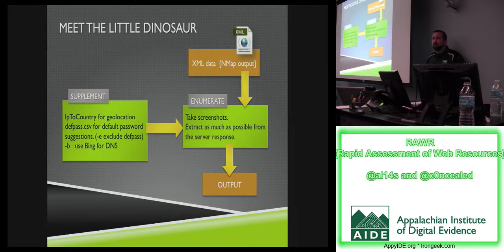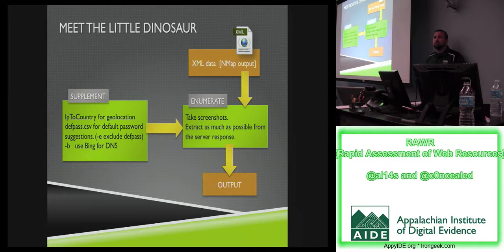To supplement the data we're pulling in, I've got an IP to country list that we throw the IP against to tell you where the IP is from. Not really helpful for internal networks, but useful if you're a shared hosting provider and you want to see everything that's out there. defpass.csv is pretty cool. We've got about, I want to say, 6,000 or 7,000 different default credentials for network devices. So in the report that comes out of this, you'll see all the default usernames and passwords it was able to find based on the data that was returned.